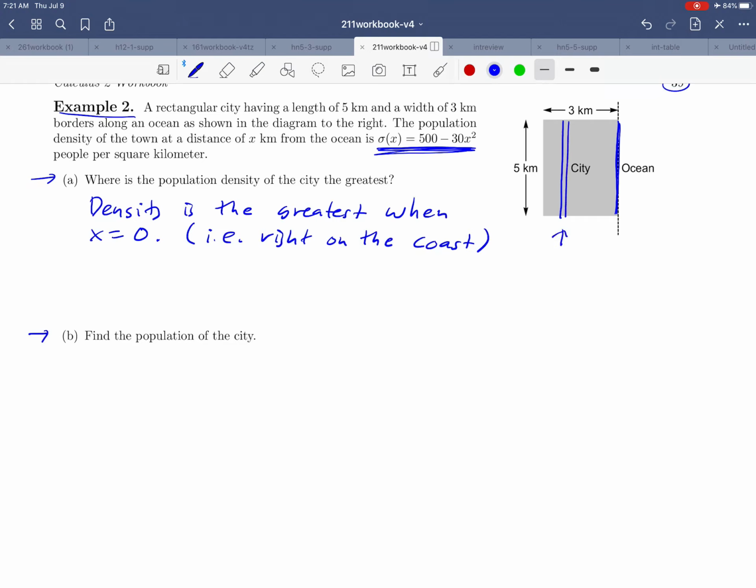I'm going to call this the strip, just a strip of population. What makes that a good choice of slicing is the fact that the distance from the coast is approximately constant. It's about x everywhere in that strip. So what we want to think about first is, how would we estimate the population just in that strip that we drew?